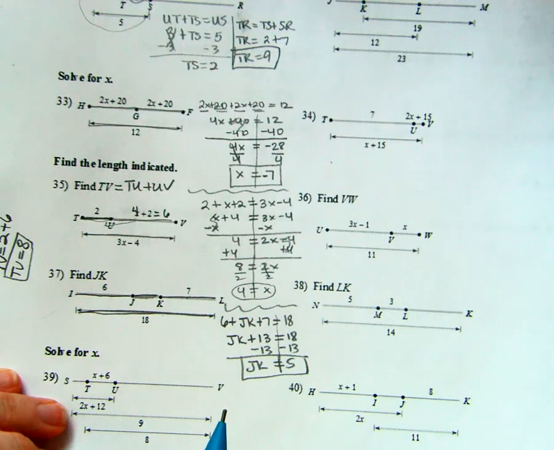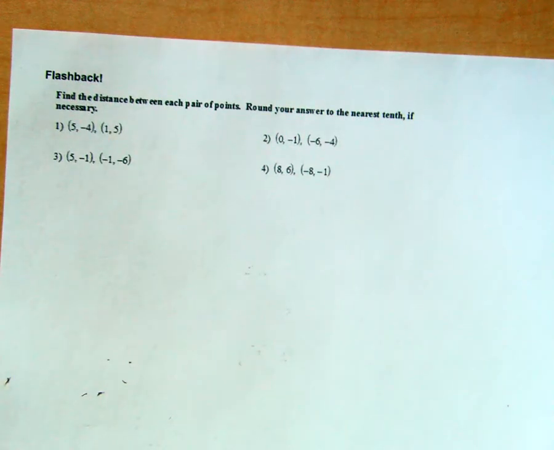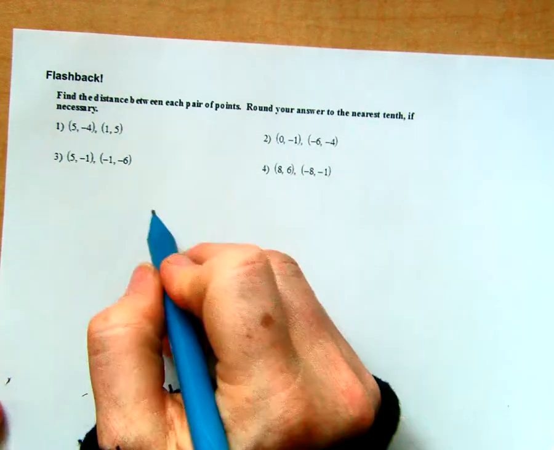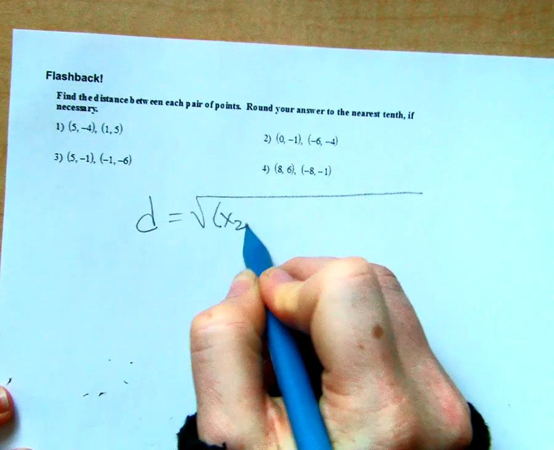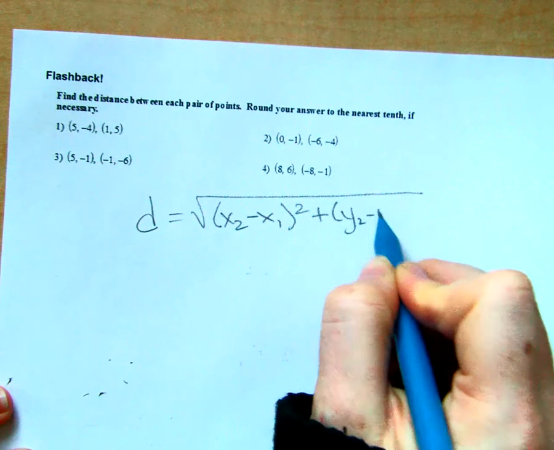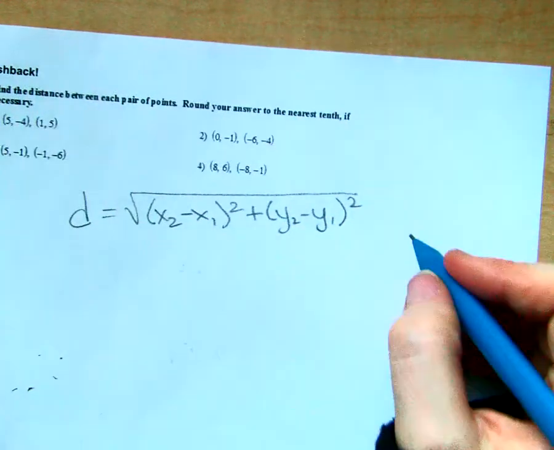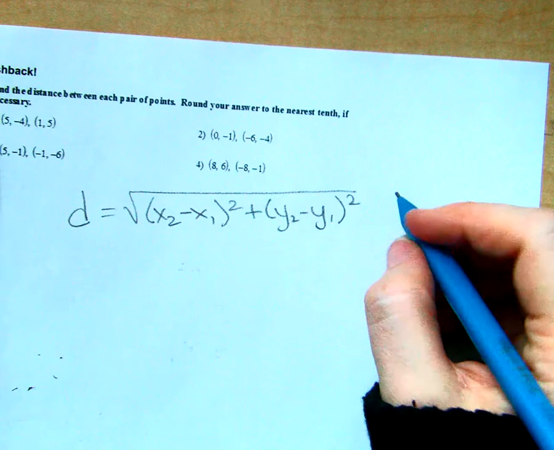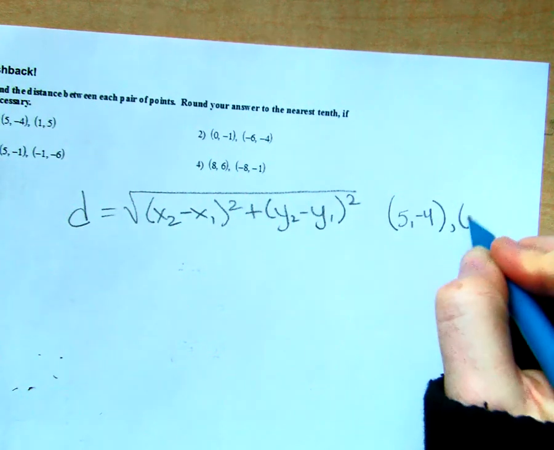So let me flip over to this distance formula. Here we go. So these are the flashback questions that I want you to be able to answer for the test tomorrow. So if you'll remember, distance formula is the square root of x2 minus x1 squared plus y2 minus y1 squared. And so we can pick any one of these, but let's just do the first one. That's 5, negative 4, 1, 5.